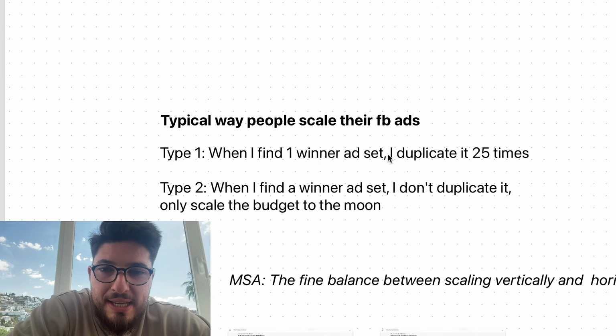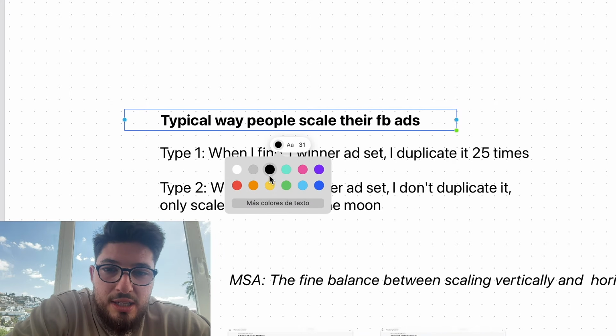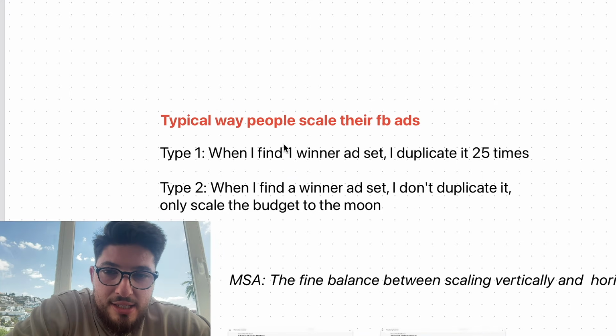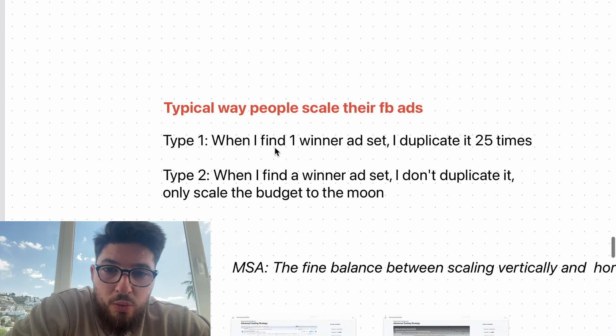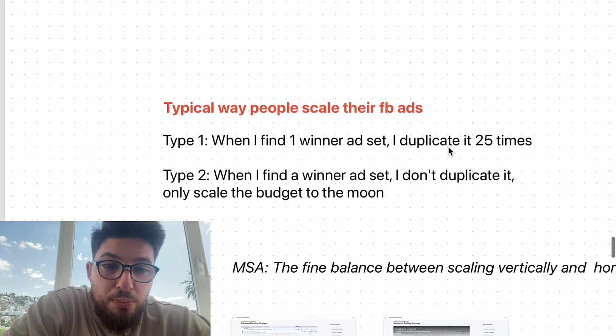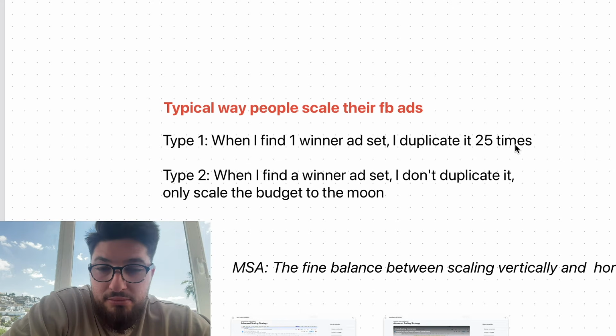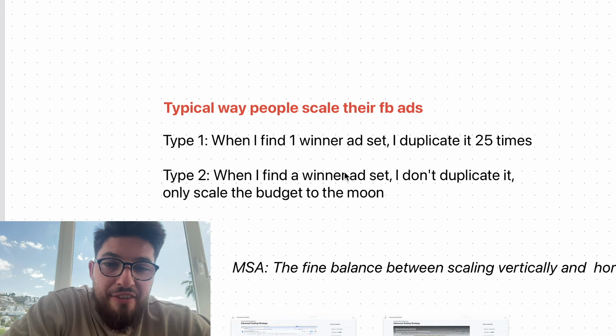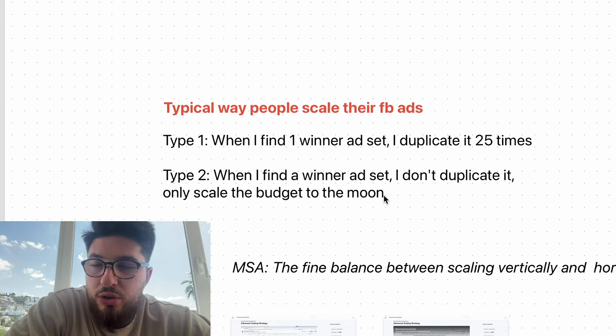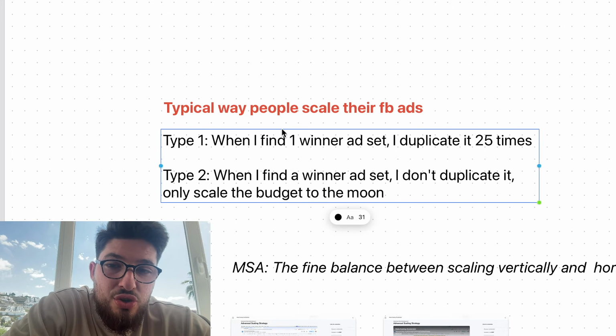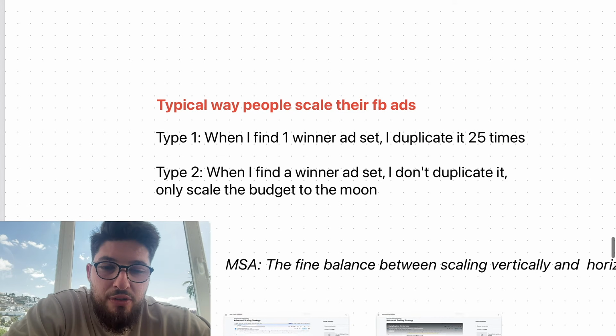Well, yeah, let's criticize this super quick. The typical way people scale their Facebook ads: type 1, when I find one winner ad set, I duplicate it 25 times. Okay? Type 2, when I find a winning ad set, I don't duplicate it, I only scale the budget to the moon. So I double the budget every day till infinity. With these two strategies, at some point, things are going to break. And you're doing the same thing over and over and over.